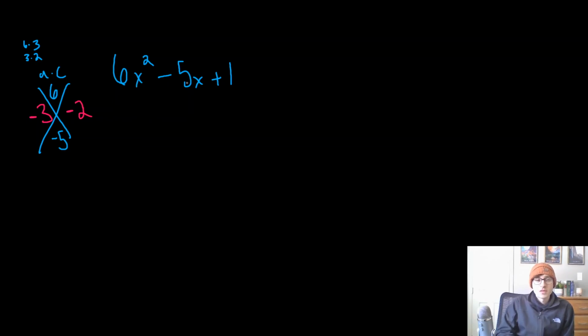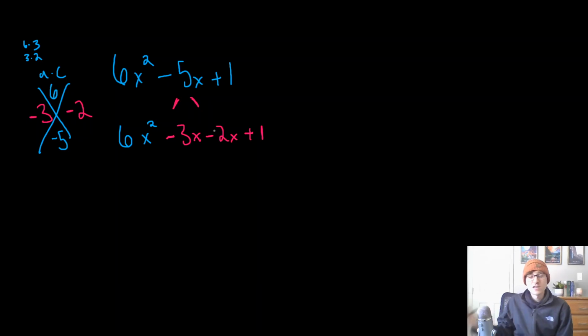Okay, so let me split the middle here, as I've done in the past. 6x squared, and maybe I can write it like this, minus 3x minus 2x plus 1. Okay, I split this negative 5x into negative 3x minus 2x. It's the same thing, right? 5 is 3 plus 2, right? Negative 5 is negative 3 minus 2. It's the same thing.